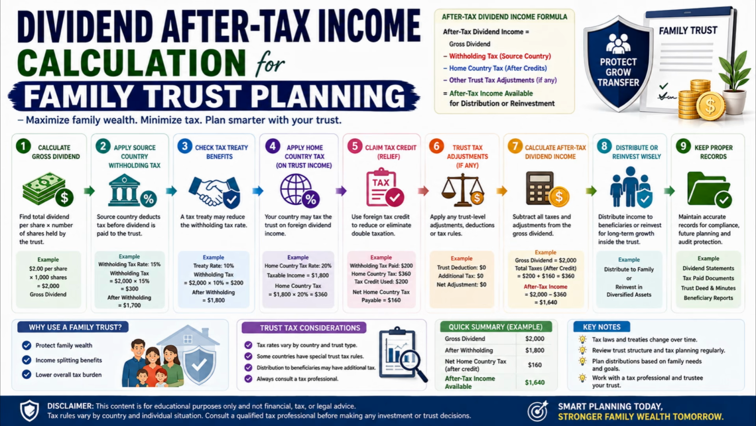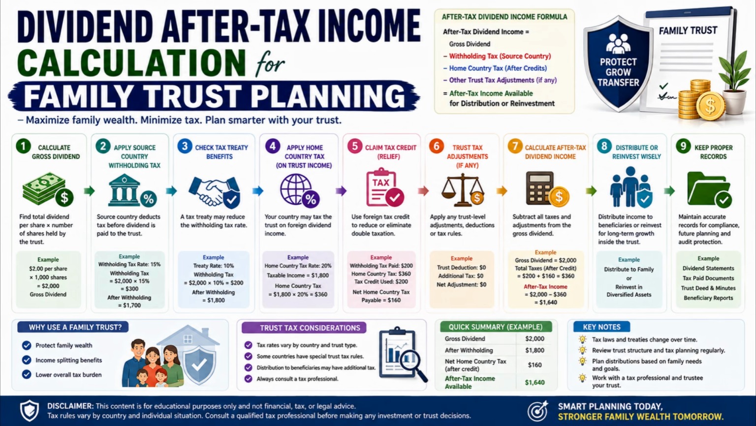Next, calculate the final after-tax dividend income. In the example, the gross dividend is $2,000, and the total tax after credit is $360. So, the after-tax dividend income available becomes $1,640. This is the amount that may be available for distribution or reinvestment after taxes and adjustments.